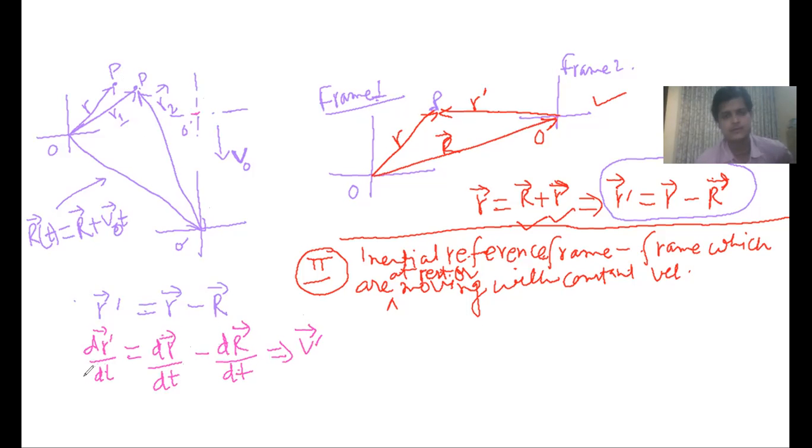velocity of this point P with respect to frame 2 will be velocity of point P with respect to frame 1, that will be v, and this is dR, velocity of this frame with respect to the first frame, that will be v naught. So this is the final equation, and it is immensely helpful in dealing with relative motion problems.